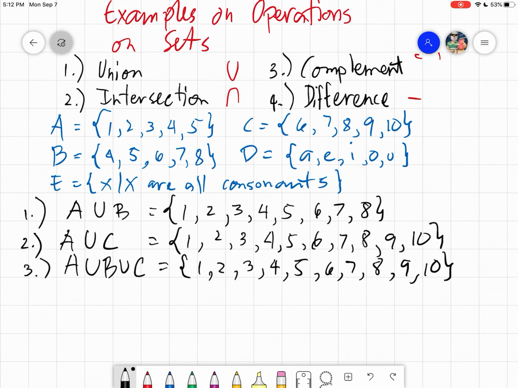I think we're done with the union. Now let's have the intersection. Example number 4: if I am trying to find A intersection B, what I need to do is look for the elements that are similar between A and B. If you look here, the elements that are similar in B and A are 4 and 5. So the only elements that I need to write for A intersection B are simply 4, 5.